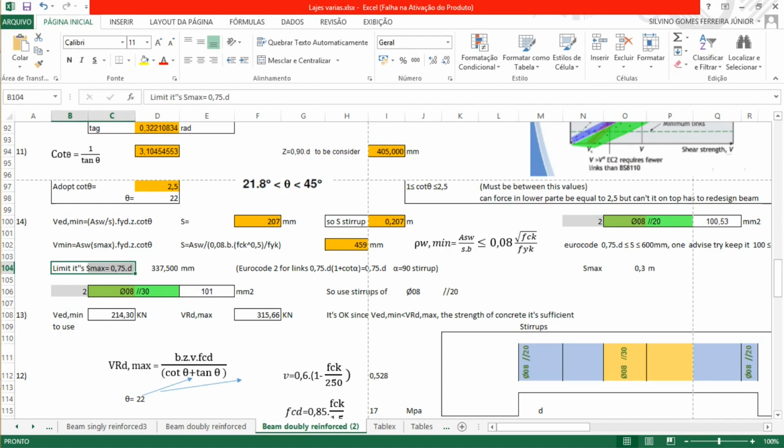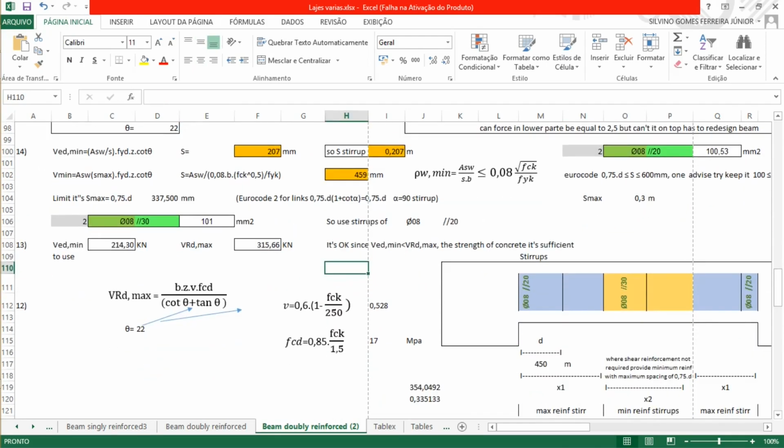We could adopt 2 legs of diameter 8 spaced by 30 cm. It means 300 millimeters, because this is the limit. Okay, so links of 8 spaced by 30 centimeters. And reaching this point, we have all the main reinforcement on the beam and the links.